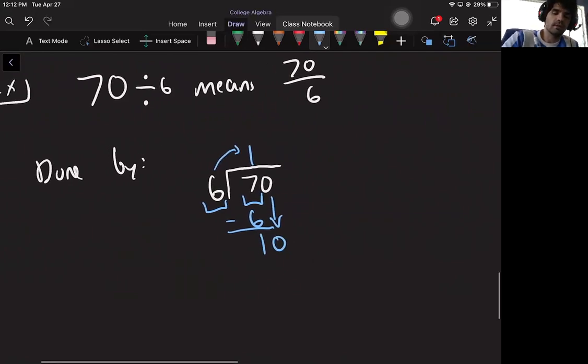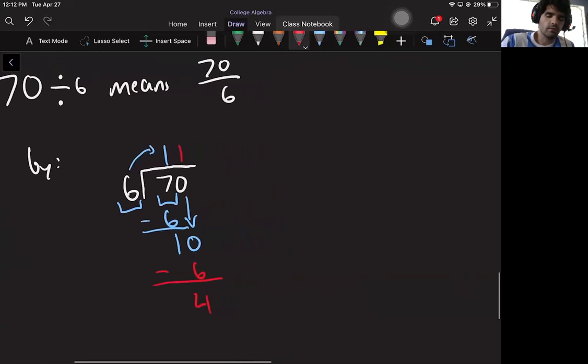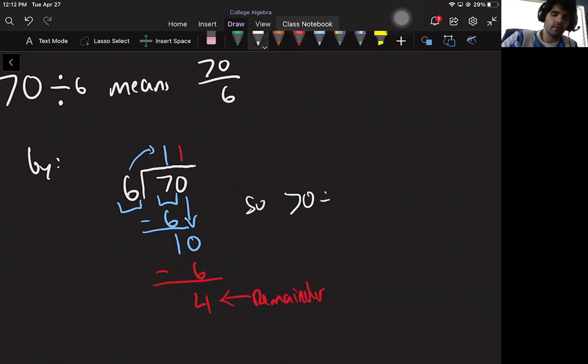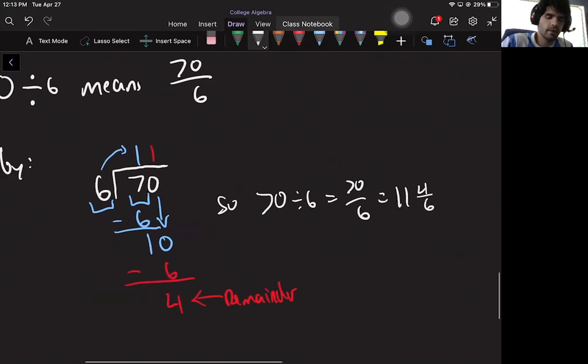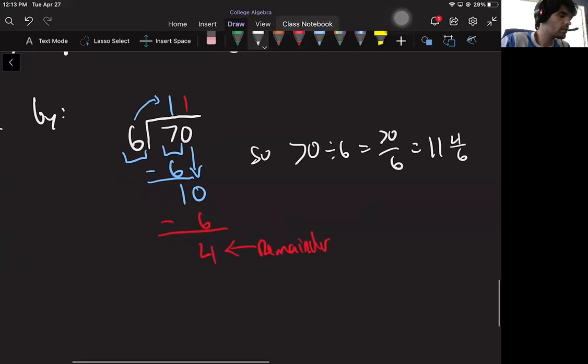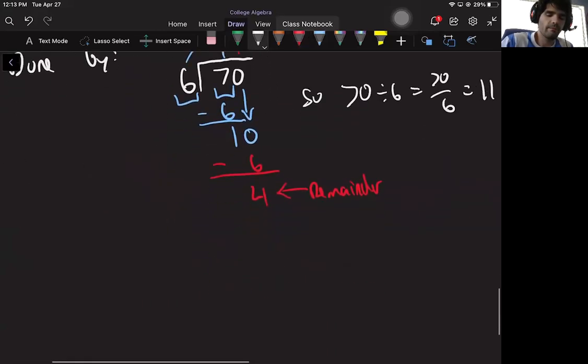So you say, how many times does 6 go into 10 now? It also goes in once. Then you multiply the 6 and the 1 to get 6. You subtract and you get 4. And then there's nothing left to bring down, so you call this thing your remainder. And so then you can say 70 divided by 6, or 70 over 6, equals 11. And then 4 6's left. That's the idea. And now for polynomials, it'll work very much the same. So let's compare it.